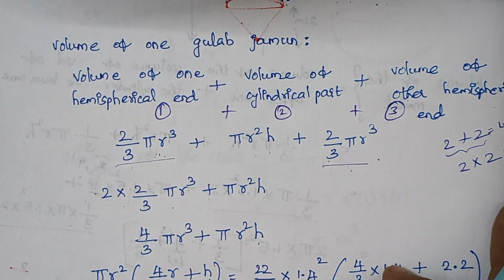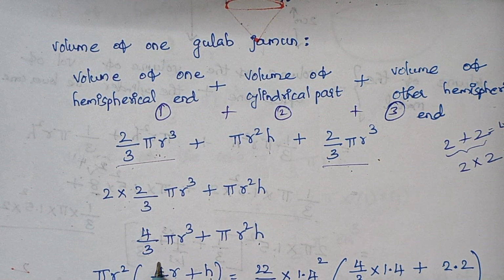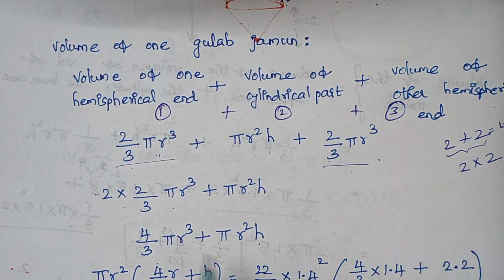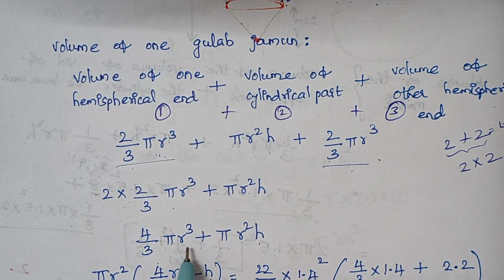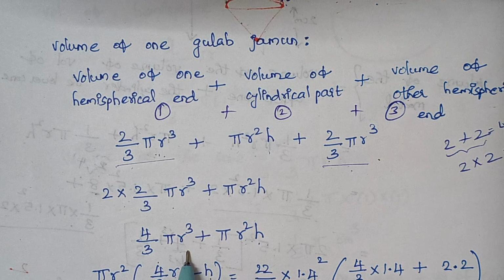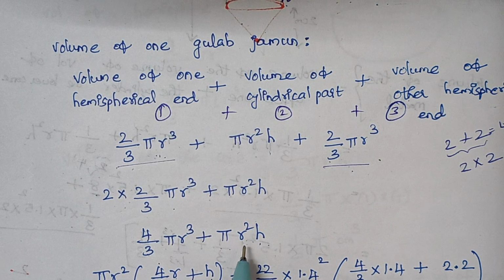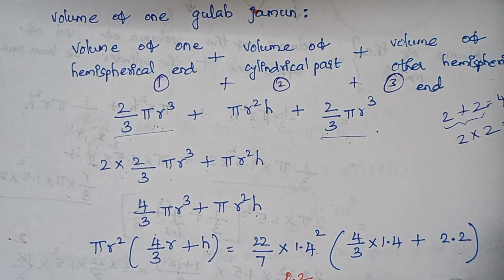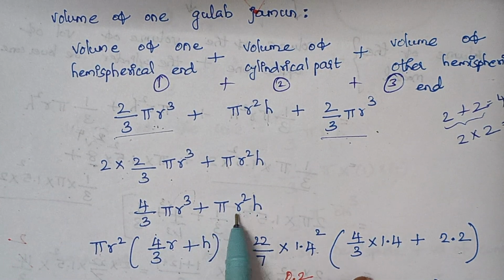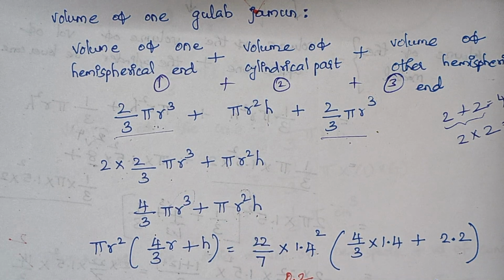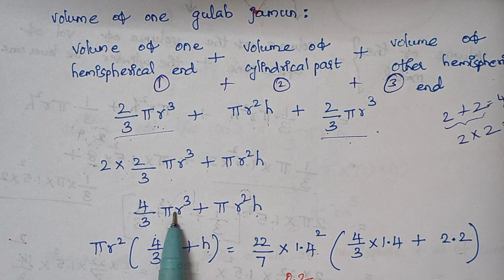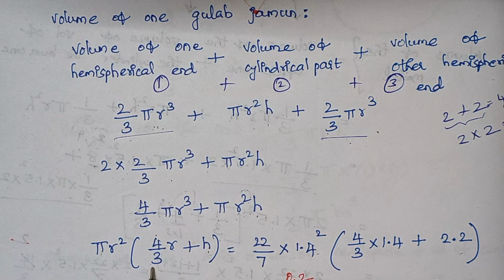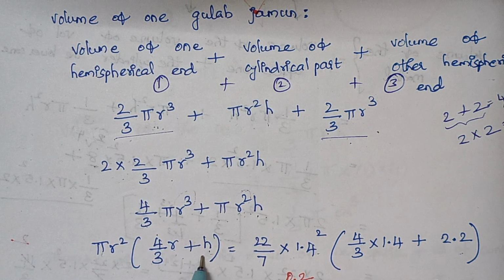So when you multiply, we get 2 into 2 becomes 4. So 4 by 3 pi r cube plus pi r square h. Right. So here you see the R value is the same for both, right? R is the same for the cylinder as well as for the hemisphere. So here I am taking R commonly outside. Here I have R cube and here I have R square, so I can take R square outside. When I take it, pi is common, so write pi, and R square is common, so R square. So the remaining terms will be 4 by 3 R plus H.